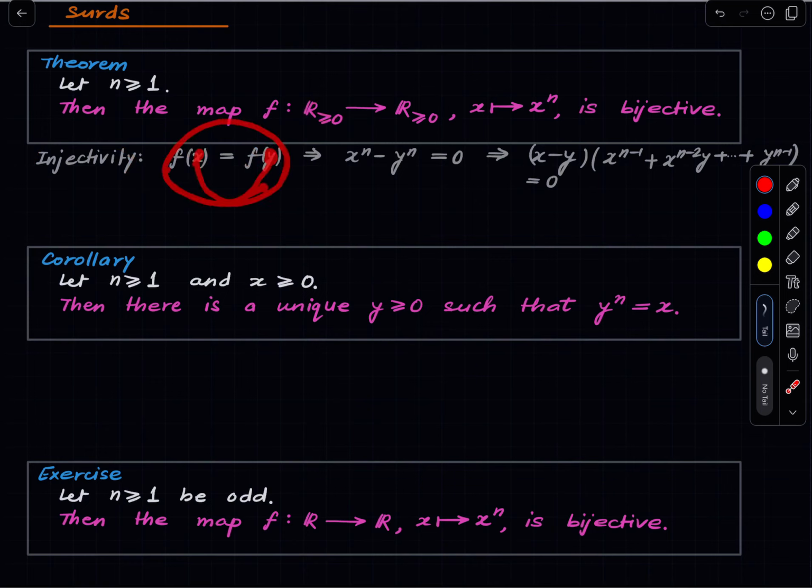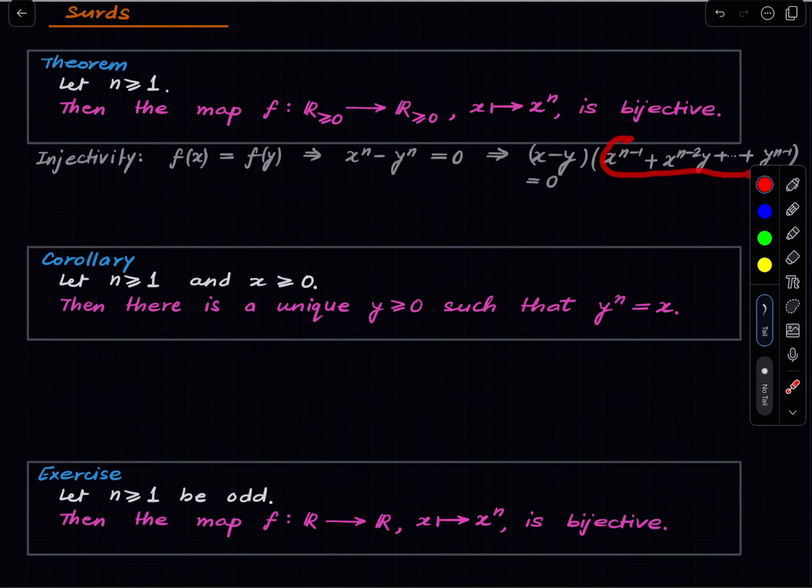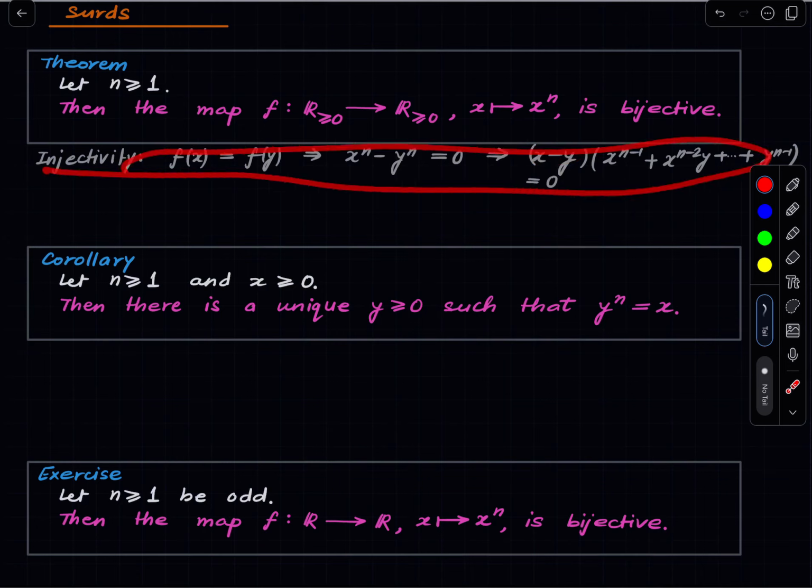But fx equals fy means this is the case, which means this is the case. But if x is not equal to y, then this is positive. But this product is 0, which implies this is 0, which implies x is equal to y. So you can go by contradiction. But anyway, this establishes injectivity. So injectivity holds purely for algebraic reasons.